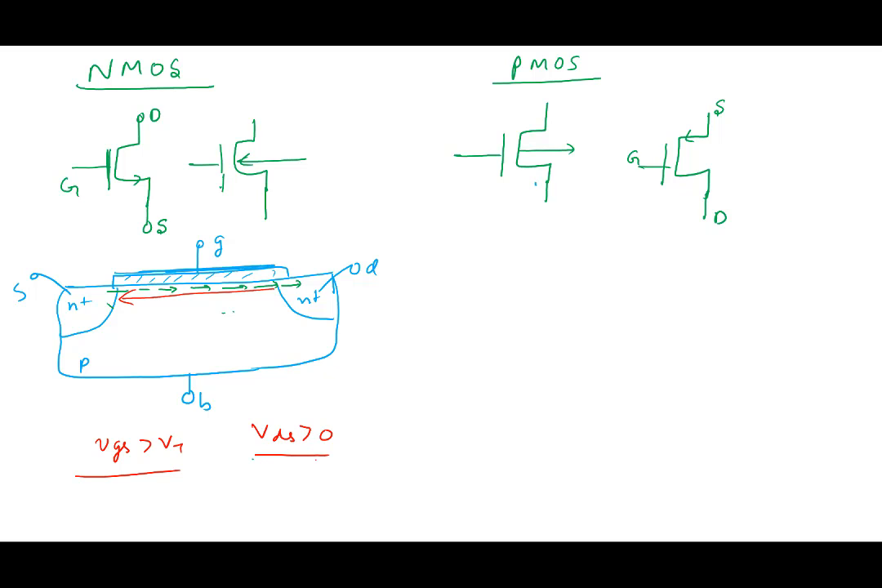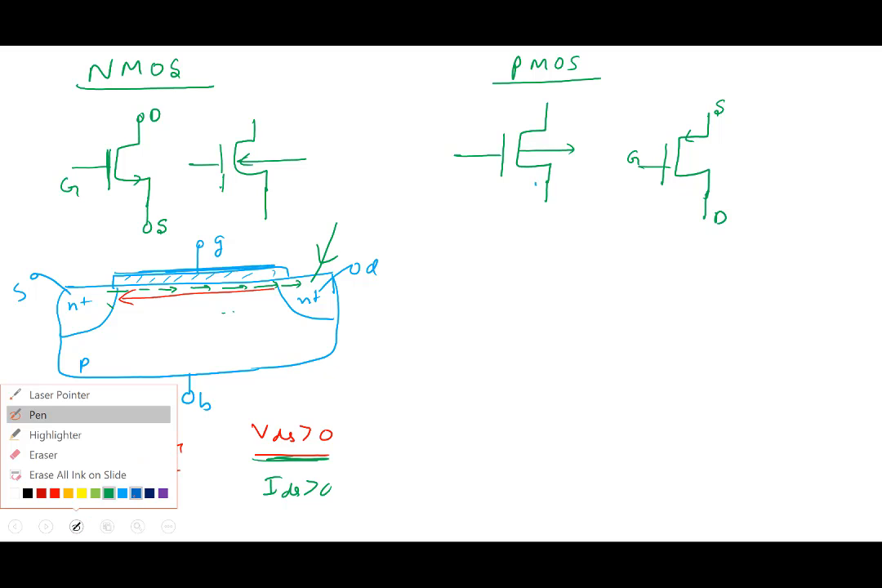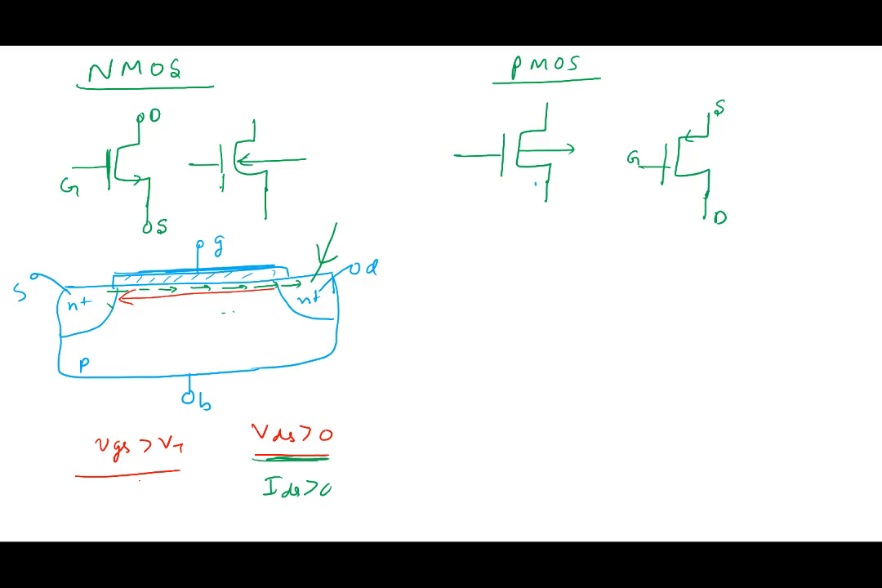Okay, so VDS is greater than 0, IDS is greater than 0. Current is entering into this particular node, so this is okay. Let's draw the corresponding complementary structure, which is the PMOS.